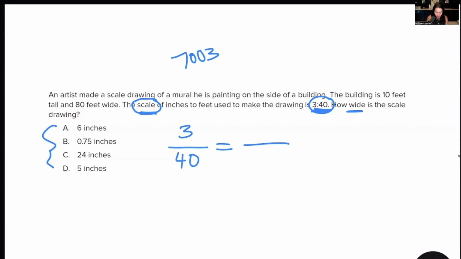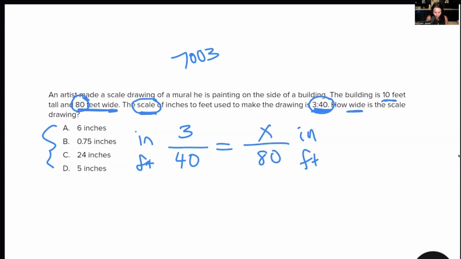Okay. So this is the scale in which we're using inches over feet. Inches over feet equals inches over feet. Keep it matchy-matchy on both sides. Now it's asking how wide. It says it's 10 feet tall, 80 feet wide. We're actually figuring out how wide the scale drawing is, so make sure we put the 80 where the feet portion is. We don't know what the scale is to that.